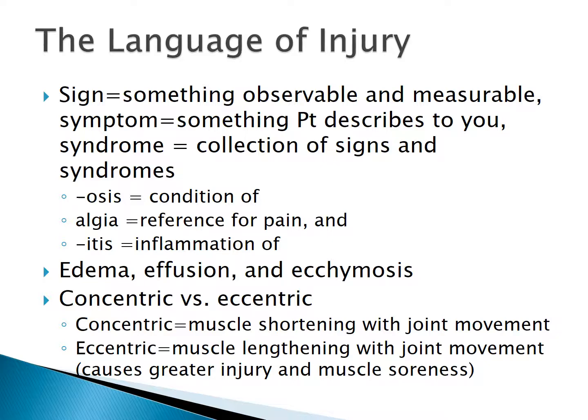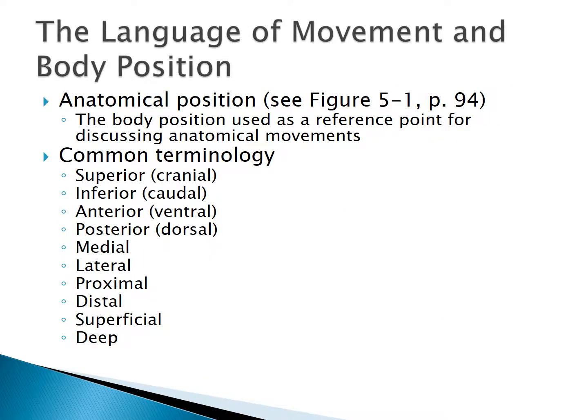Another common source of confusion surrounding muscle actions is the difference between concentric and eccentric muscle contractions. A concentric muscle contraction occurs when a muscle shortens and there is movement at the joint. An eccentric muscle contraction is when a muscle is lengthening against resistance. Eccentric contractions have greater association with musculotendinous injury and delayed onset muscle soreness, or DOMS. The athletic training student who masters the language of movement and body position will have a solid foundation for understanding injury and better utilizing his or her knowledge of anatomy.